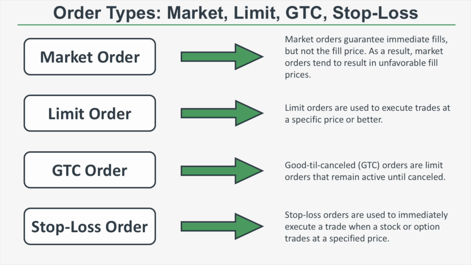And lastly, we have the stop loss order, which is used to immediately execute a trade when a stock or option trades at a specified price. So now that you know the basic order types, let's go ahead and look at some examples of market, limit, and stop loss orders so that you can better understand each order type.